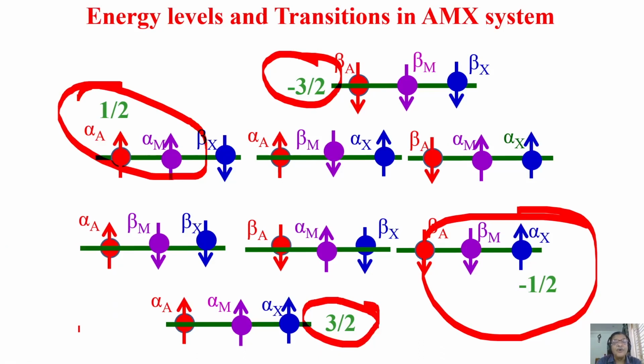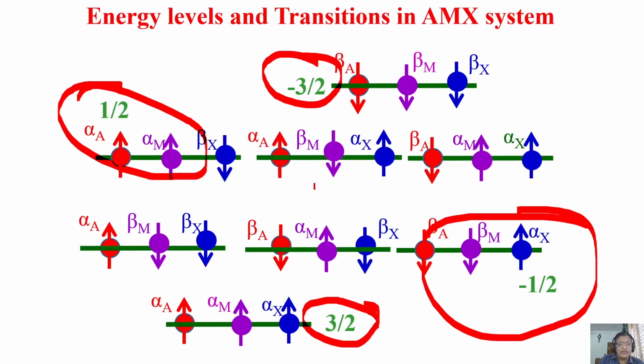We'll find out what the allowed transitions are. Please remember, the change in the total magnetic quantum number between energy states must be either plus 1 or minus 1. Apply the selection rule: minus 3/2 to minus 1/2. Is it allowed? Of course it is allowed, because if you take the difference, it is going to be 1. Or this way is also allowed.